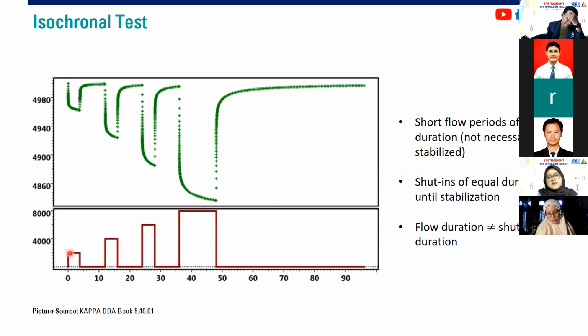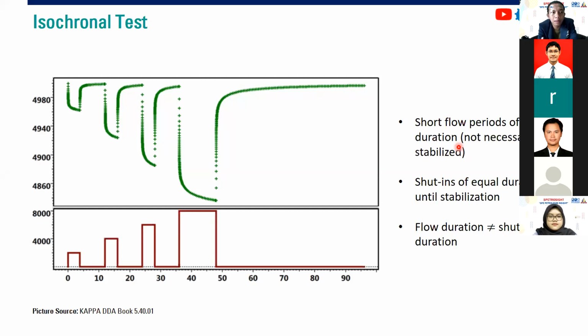So you need to open your well and then shut in. Open it again with a bigger choke, shut in again. Open it again, shut in again. Open it again, shut it in again. The flow periods should be of equal duration, usually from 4 hours to maybe 6 or 7 hours. And then the shut-ins should be of equal duration until stabilization. So you still need to reach stabilization or pseudo steady state condition for your shut-ins. But the flow duration is not necessarily equal to the shut-in duration. That's the condition for isochronal tests. But the data is the same: you obtain your flow rate and your pressure.